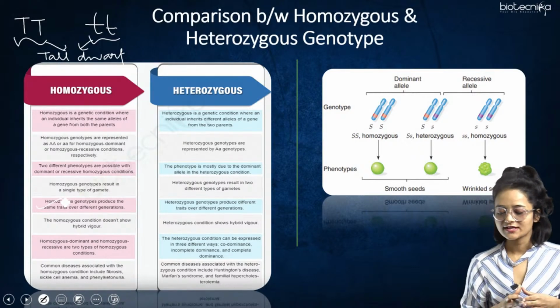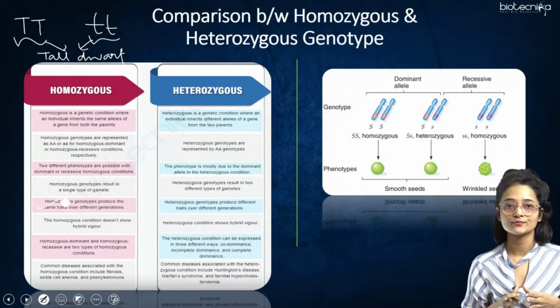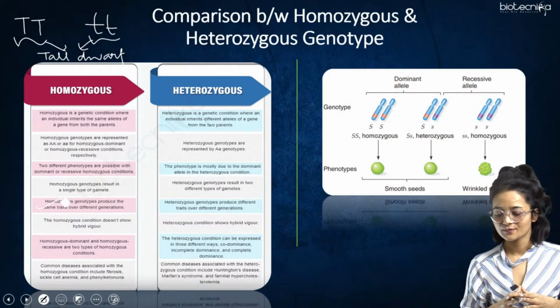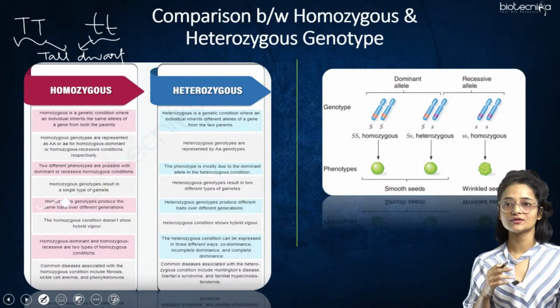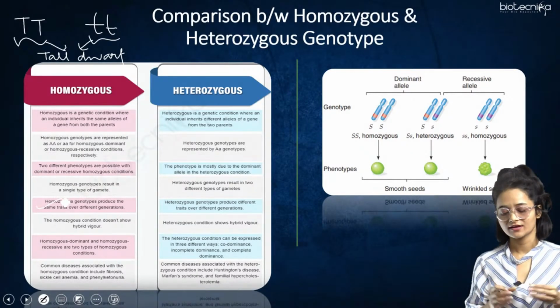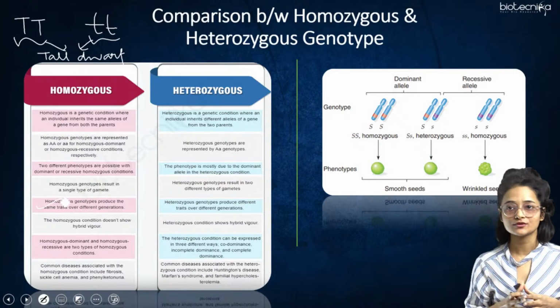Then it says that the homozygous condition doesn't show hybrid vigor. So it doesn't show hybrids here, right? Because from both the parents, the alleles that are inherited by the offspring are the same. Therefore, there won't be any hybrid formed, right?